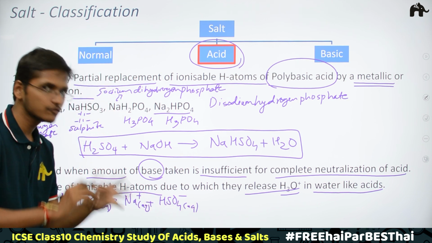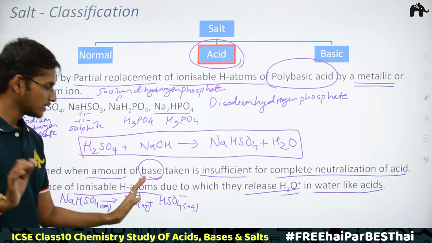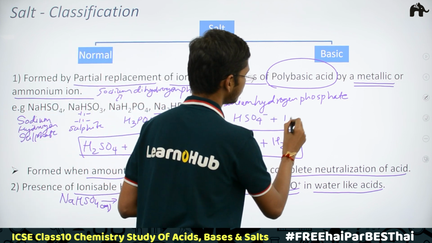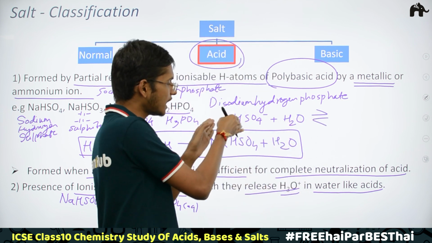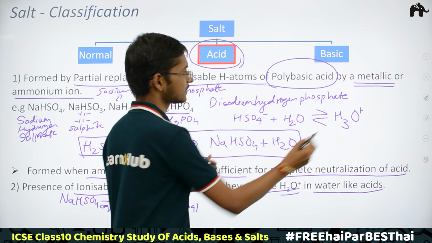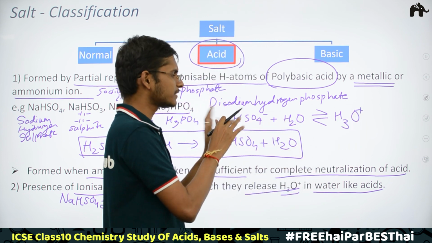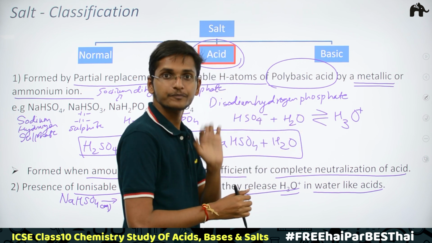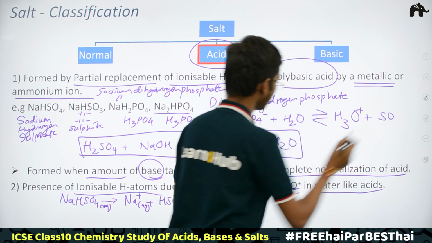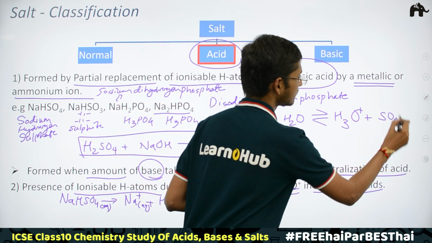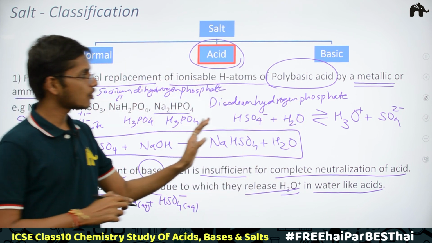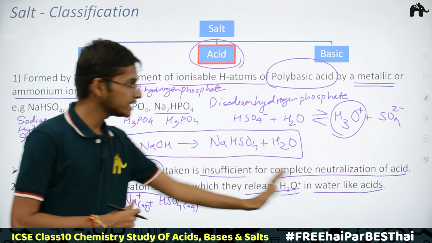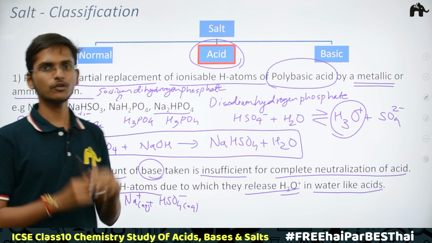Now we know that this HSO4 minus won't remain quiet. It would again get ionized. So this HSO4 minus ion will get ionized, and it would form H plus. This H plus would jump to water, as if saying, I am rid of this sulfate. So this H plus and H2O form H3O plus, and the remaining part is SO4 2 minus. SO4 would remain with charge 2 minus. So what is getting formed? Hydronium ion. Therefore we say that since they have ionizable hydrogen atoms, they release hydronium ions in water like that of acids. Who? The acid salts.